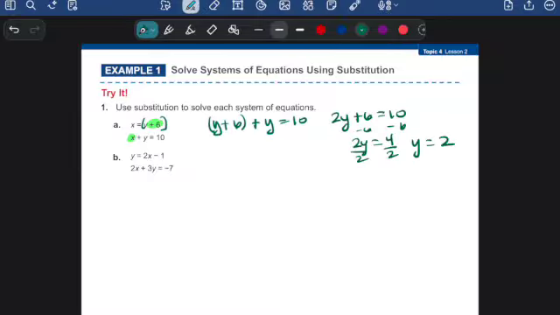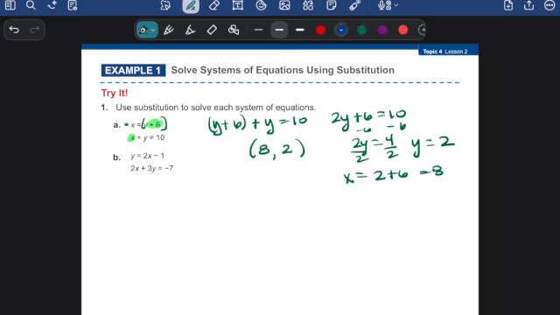Y equals 2. So we found the value for y. We found the y coordinate. How do we find the x coordinate? Well, we're going to plug that into the first equation. X equals 2 plus 6. X equals 8. So there's our solution, 8, 2 for part A.